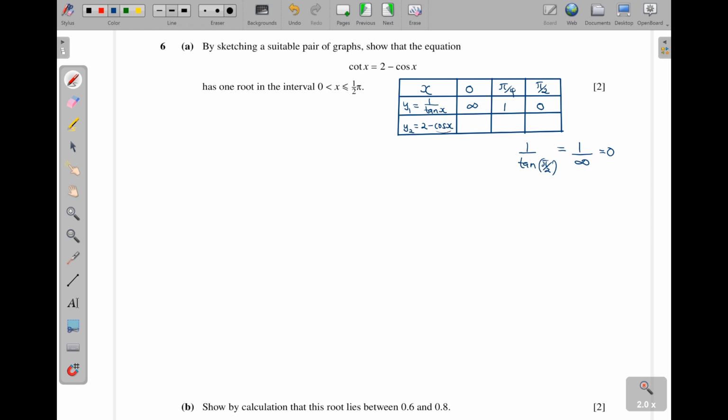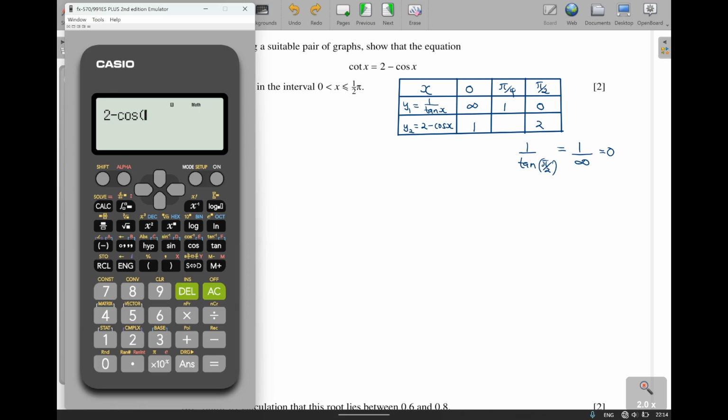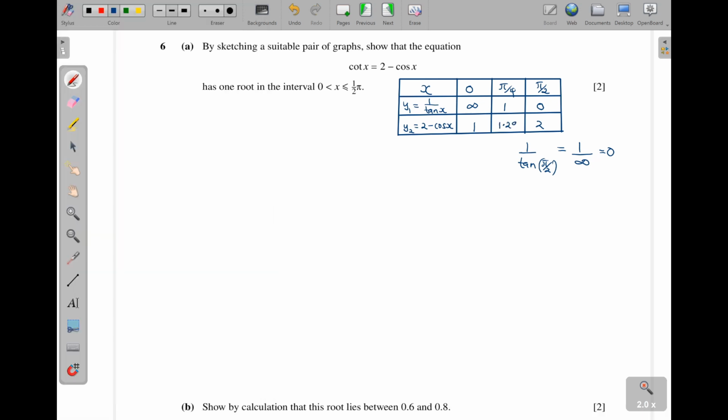Then cosine of 0 is 1. So 2 minus 1, that is a 1. Cosine of 90 is a 0. Then here we shall have a 2. How about cosine of pi over 4? That one is root 2 over 2. So 2 minus root 2 over 2, 2 minus the cosine of pi over 4. Then this one is going to give us 1.29. So let me just put 1.29.